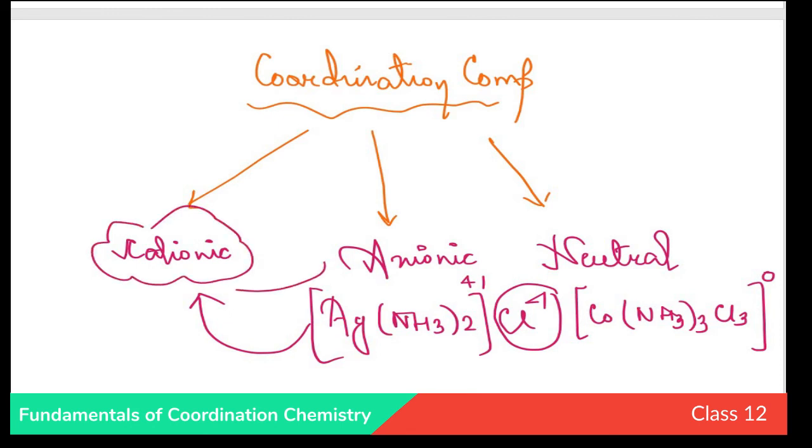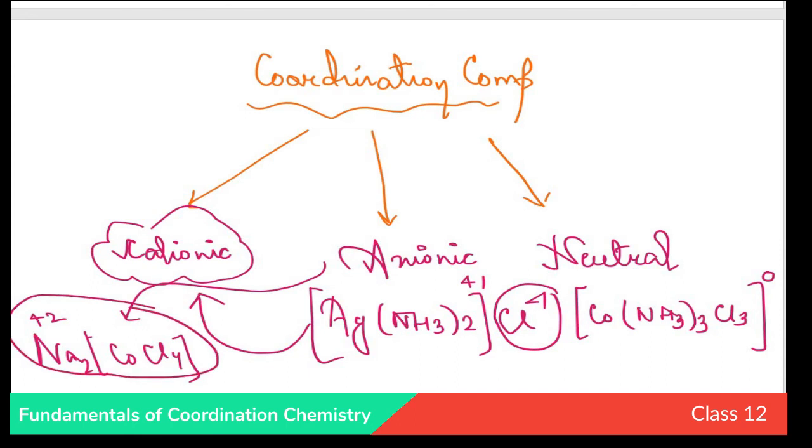For an anionic sphere, what can we write? Suppose this one, Na2[CoCl4]. Each Na has +1 charge, so both the Na will make it +2 charge. In order to make the whole compound neutral, the coordination sphere should have a -2 charge. Since the coordination sphere has a negative charge, it is referred to as an anionic coordination compound or an anionic complex. Clear?